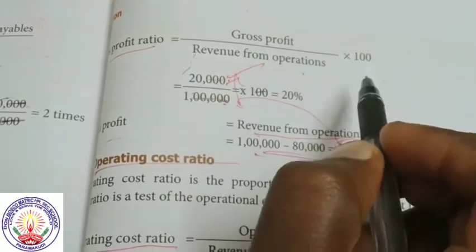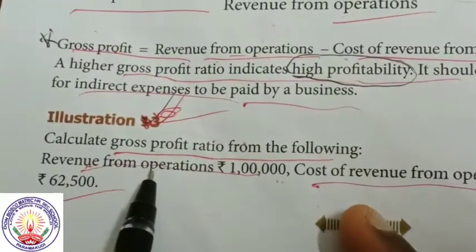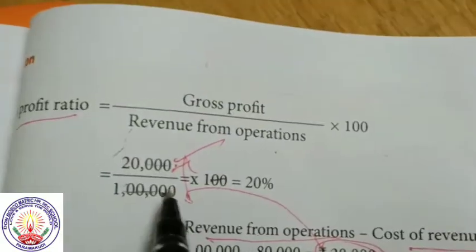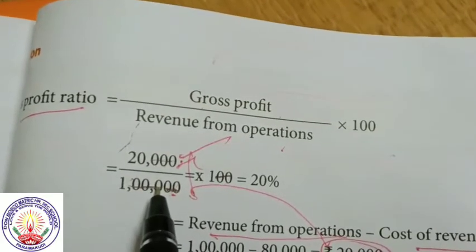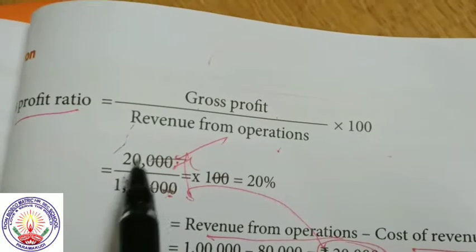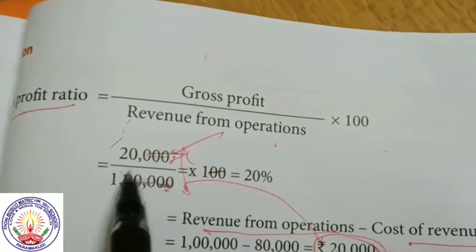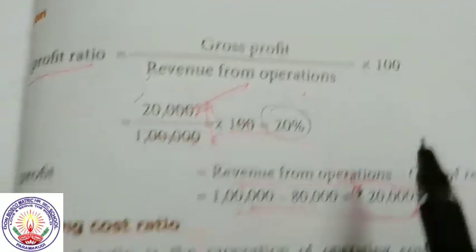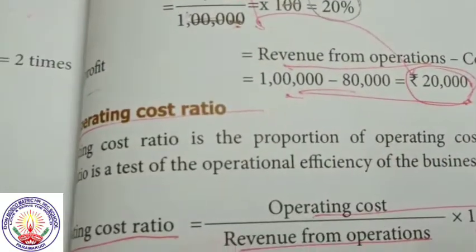Now by the formula, gross profit 20,000 divided by revenue from operation, which is given in the question as rupees 1 lakh, into 100. 100 means percentage. 20,000 divided by 1 lakh, into 100, gives 20%. This is called the gross profit ratio.